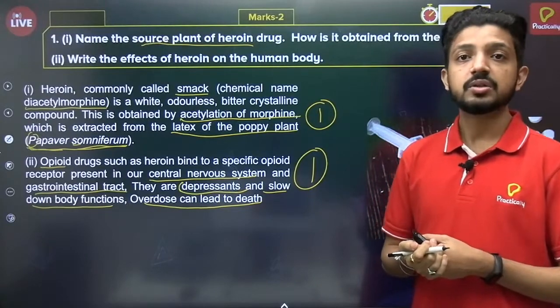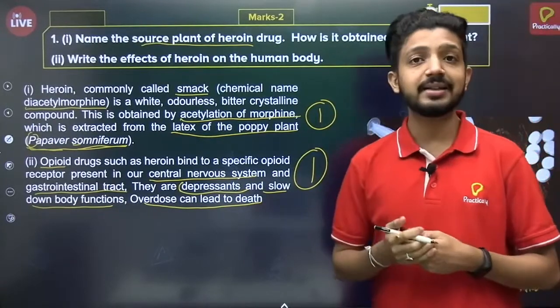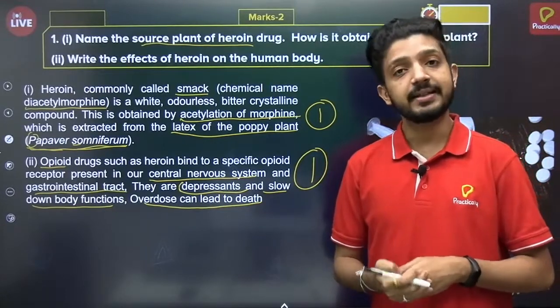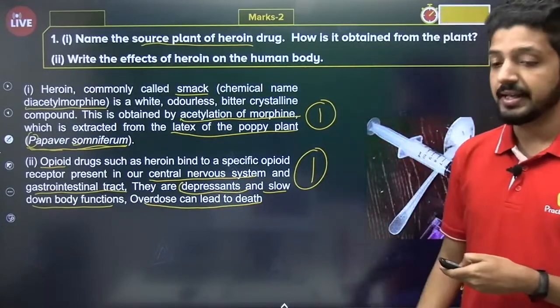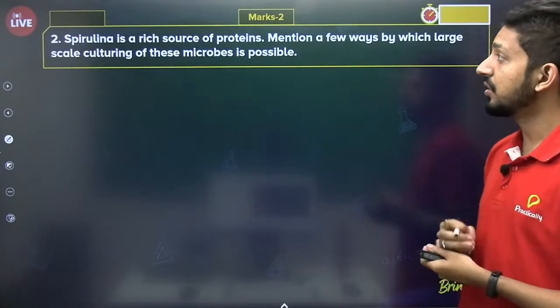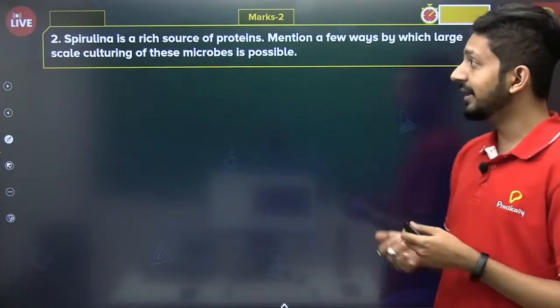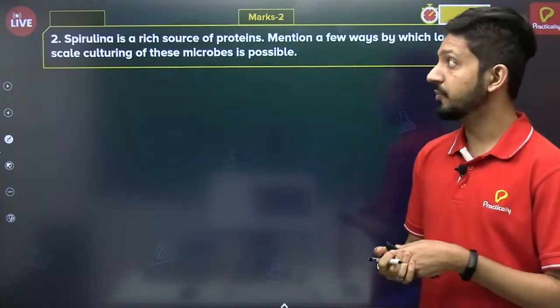So this was our question 1 about the heroin drug, and this 2-mark question is from Human Health and Disease. Let's move on to the next question. Spirulina is a rich source of proteins. Mention a few ways by which large-scale culturing of these microbes is possible.